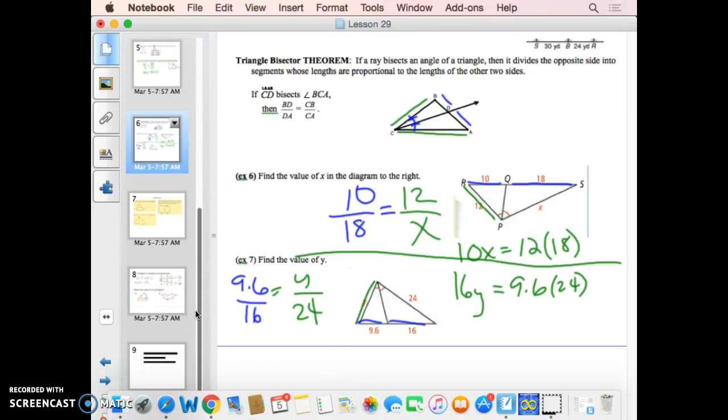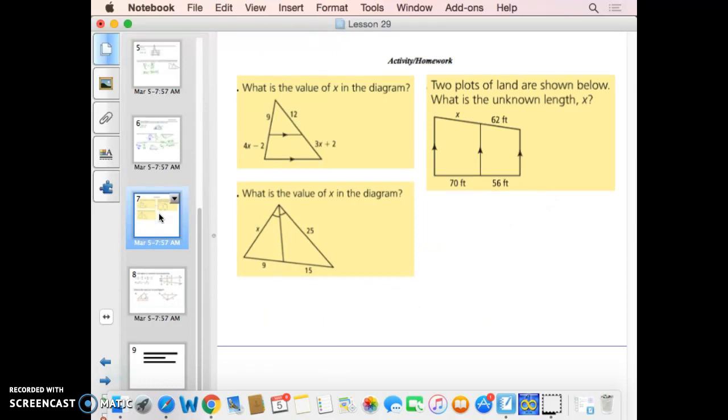All right, so those were the 3 theorems we learned. The first one, if you look here, this is going to be the side splitter. This is parallel lines. And this one is the one we just learned, which is the angle bisector.